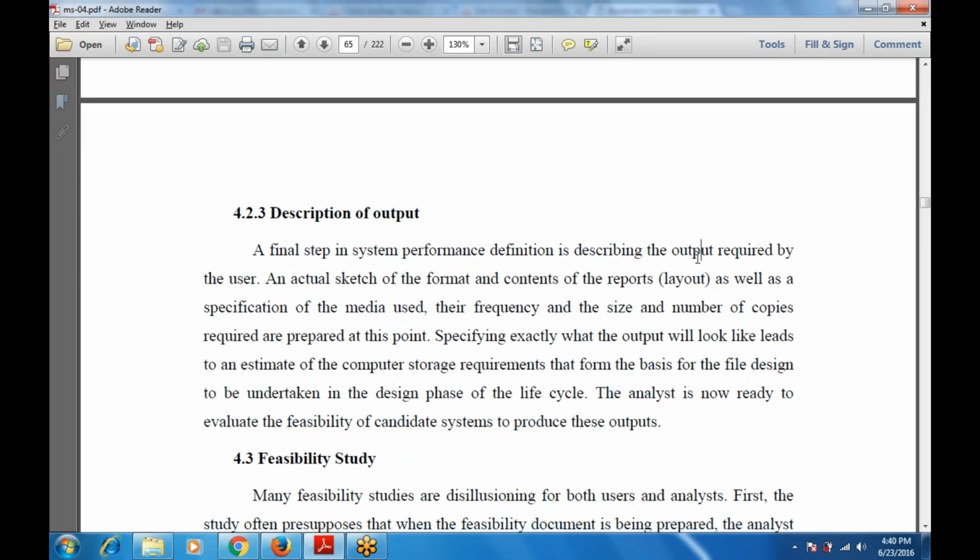Now we are done with the system constraints and the description of output. The next topic is the feasibility study, one of the main stages of the SDLC that we have already discussed, but not in detail. Now we will see in detail what a feasibility study is.